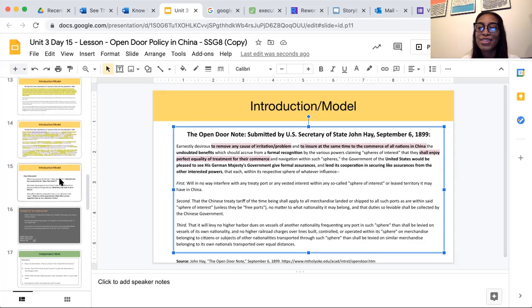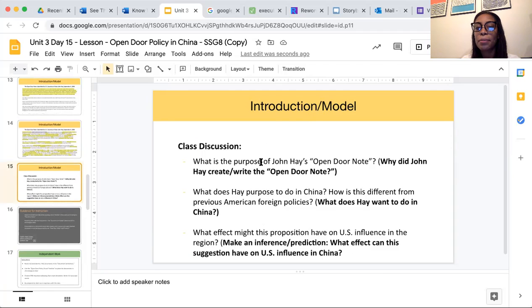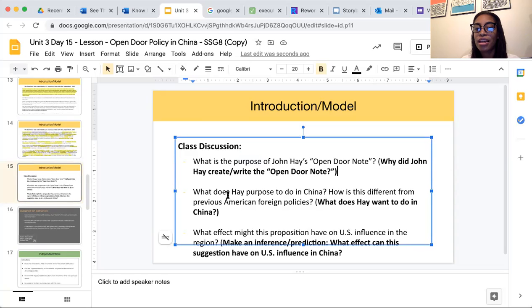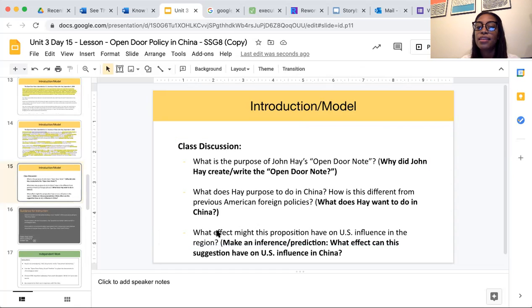So, of course, you want to make sure you understand that. And for your discussion, whenever you think about purpose, why was it written? What is the purpose of John Hay's open door note? Why did John Hay write the open door note? The United States wants to trade with China, right? They want an open door policy. What does Hay propose to do in China? How is this different from previous American foreign policies? You can draw from so many examples for that second part, right? You have Hawaii, the Philippines, Cuba, Puerto Rico, the Panama Canal, right? And what does Hay want? So basically, for the first part, what does Hay want to do in China? What's his goal? And last but not least, what effect might this proposition have on US influence in the region? So make an inference or prediction. What effect can this suggestion have on US influence in China? I hope this helps.